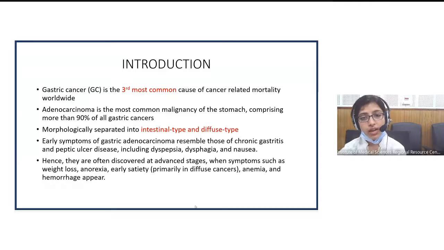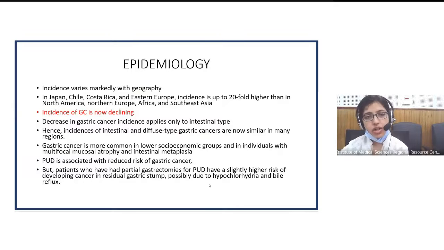So a patient will have non-specific symptoms similar to those seen in peptic ulcer disease: dyspepsia, dysphagia, and nausea. And so they are often discovered at advanced stages, when symptoms such as weight loss, anorexia, early satiety, anemia, and hemorrhage appear. Now, the incidence of gastric carcinoma varies markedly with geography.